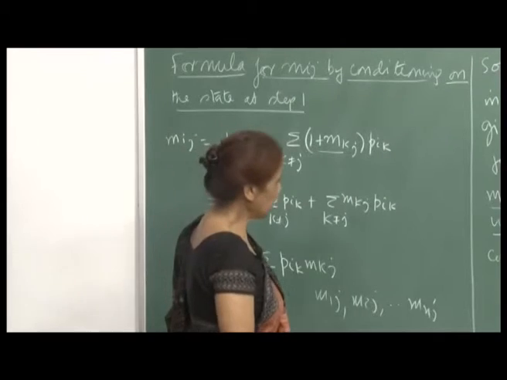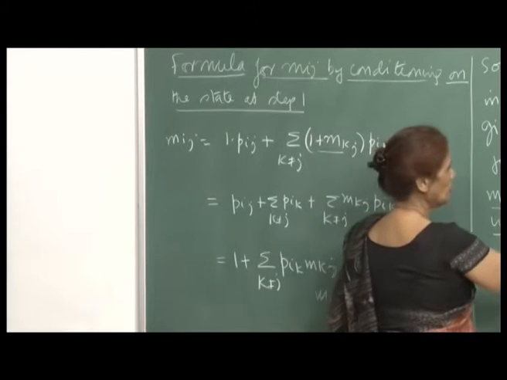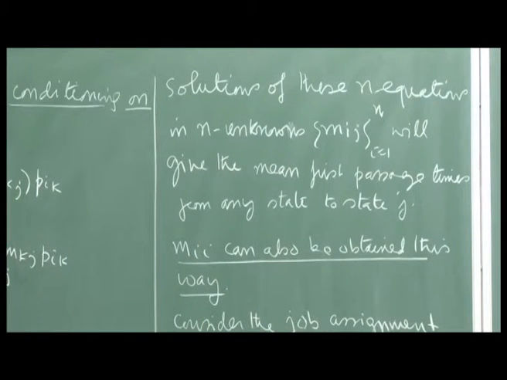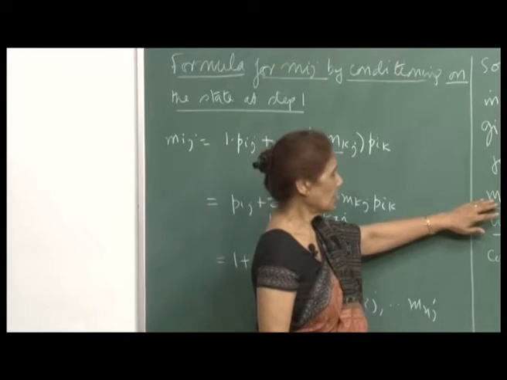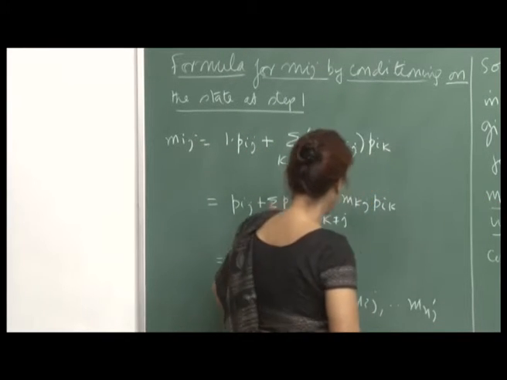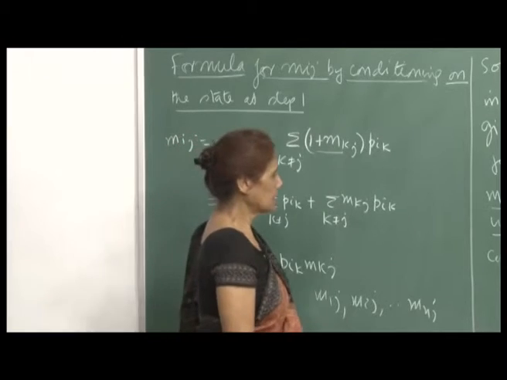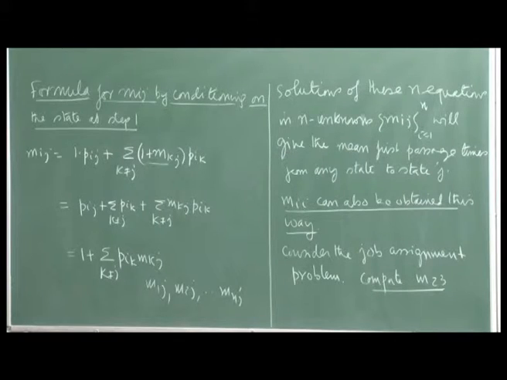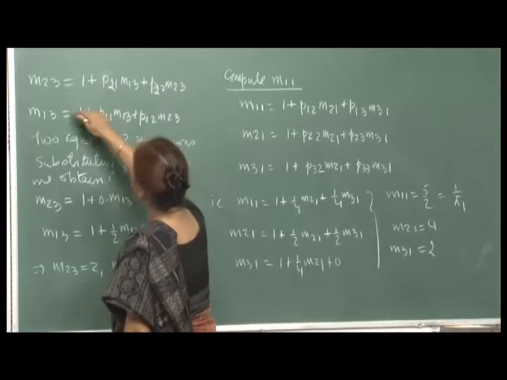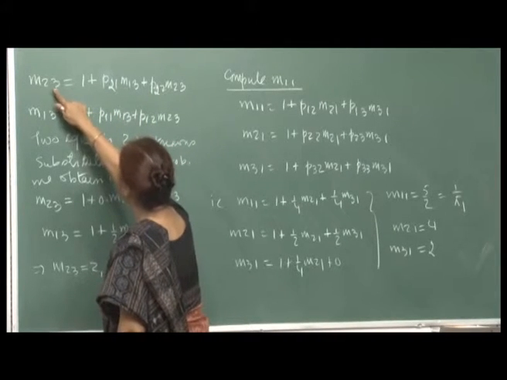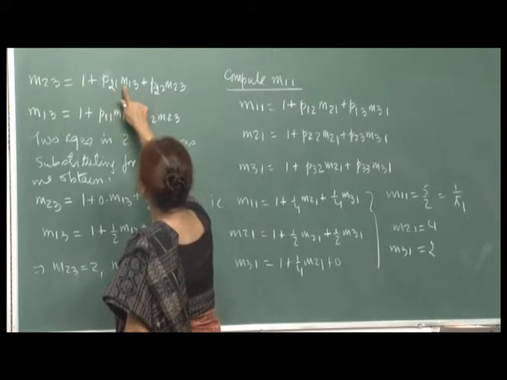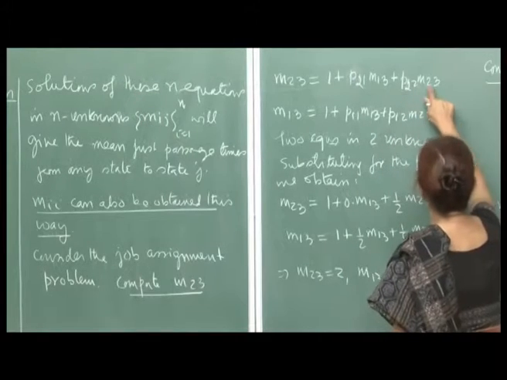Similarly, the mean first recurrence times can also be obtained this way, by solving the corresponding set of equations. Let us just work out the formula. If you want to compute M23, then M23 will be 1 plus, and remember k is not equal to 3, so k can take the values 1 and 2. So, it will be P21 into M13 plus P22 into M23.